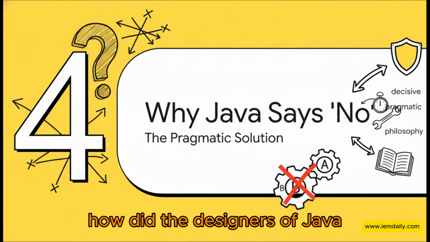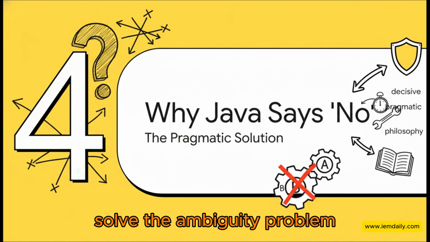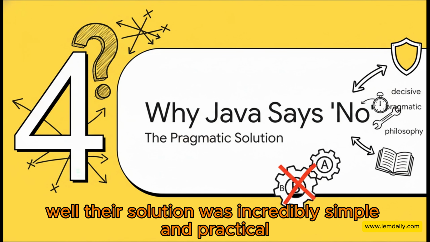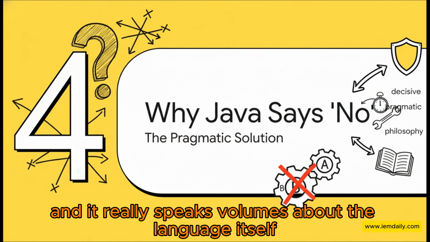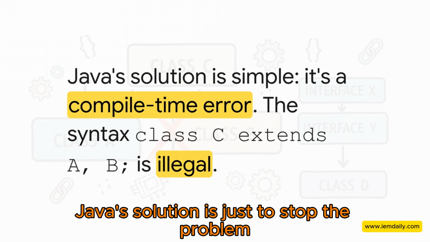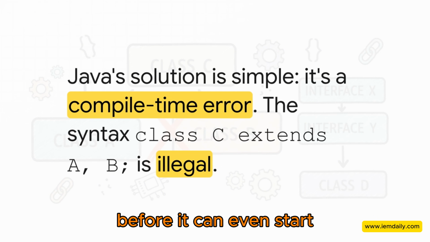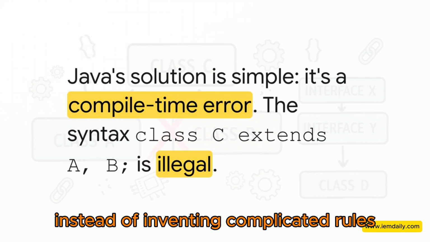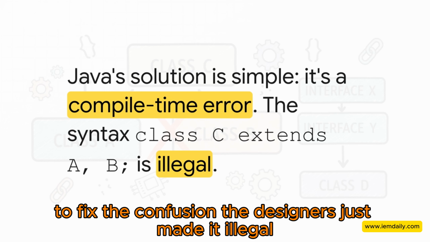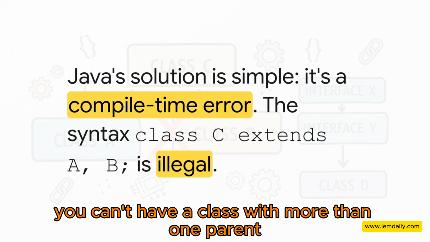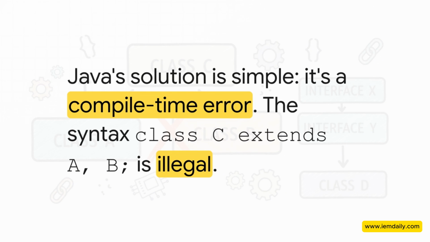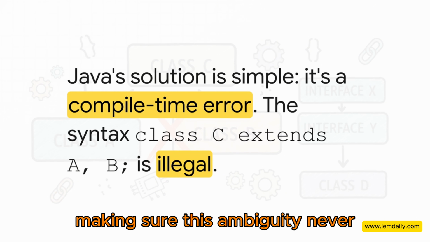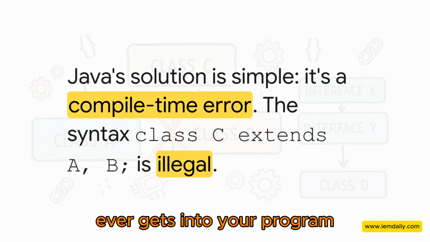How did the designers of Java solve the ambiguity problem? Well, their solution was incredibly simple and practical, and it really speaks volumes about the language itself. Java's solution is just to stop the problem before it can even start. Instead of inventing complicated rules to fix the confusion, the designers just made it illegal. You can't have a class with more than one parent. The compiler stops you right there, making sure this ambiguity never, ever gets into your program.